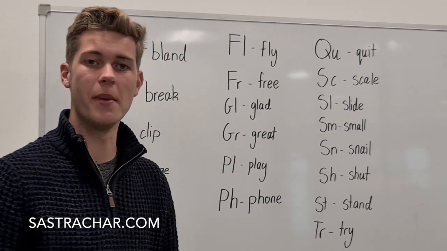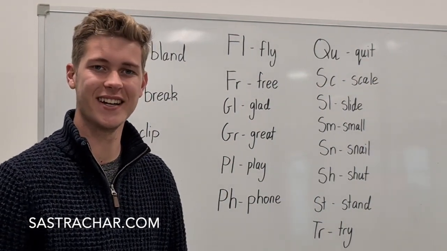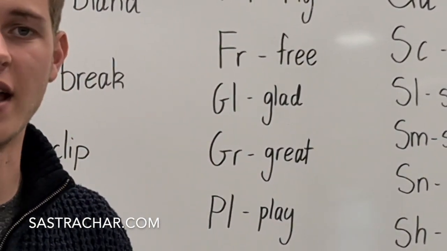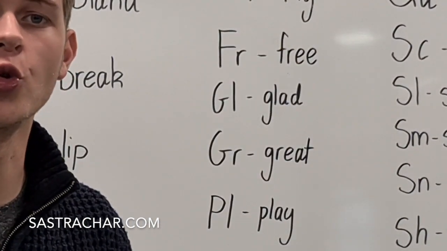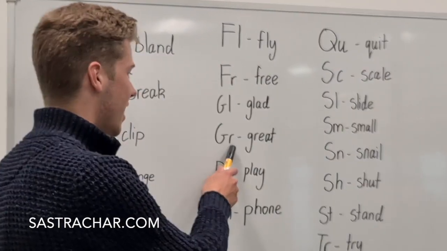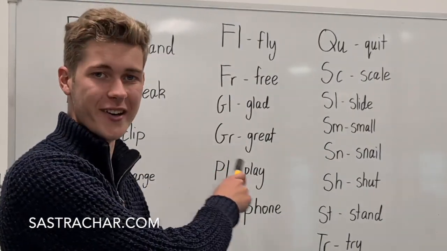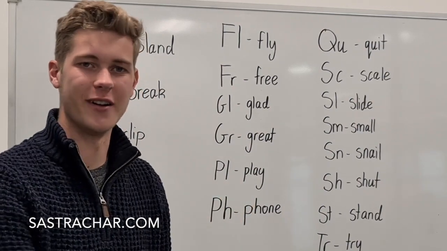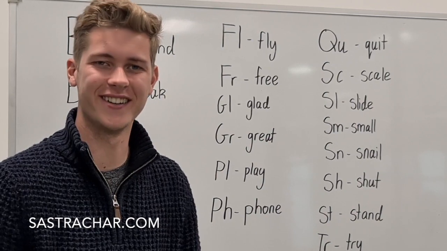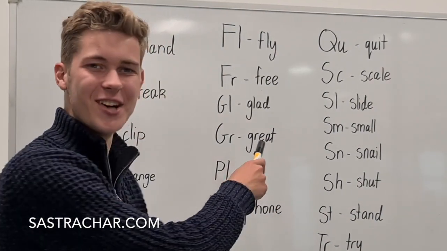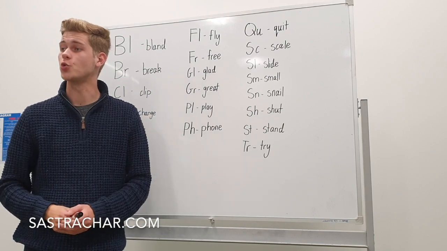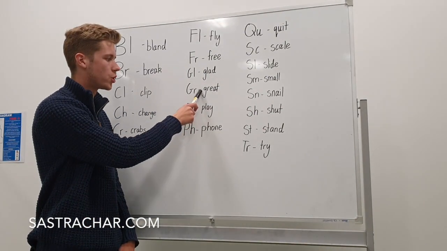This here is a G. And the G, remember, goes G. And next to the G is an R. And the R goes R. G and R go gr. Imagine you're angry at something. Gr. Okay? We have a word here to go alongside that. Great.